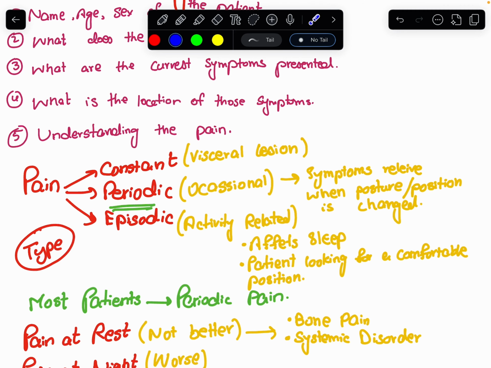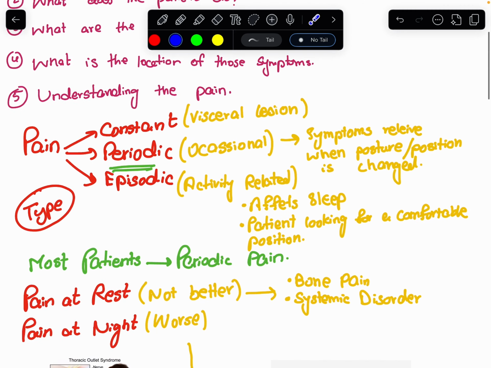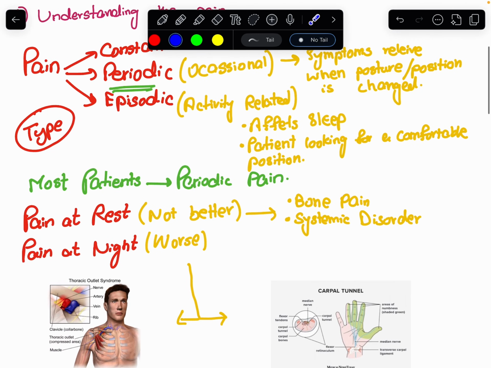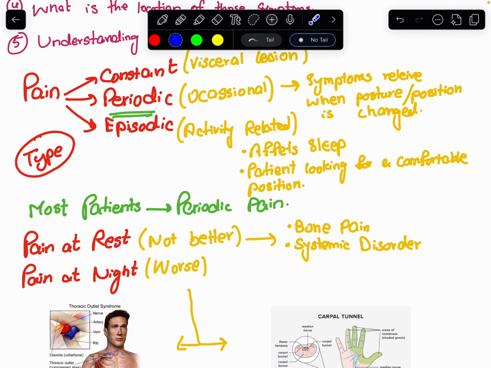But in most situations, the patients that are going to come to you are going to have periodic pain, because in orthopedic situations this is how things are. As a physical therapist, you are going to see a lot of people with periodic pain, meaning that the symptoms are there, but when he or she changes his or her posture or position, the symptoms are not there anymore.